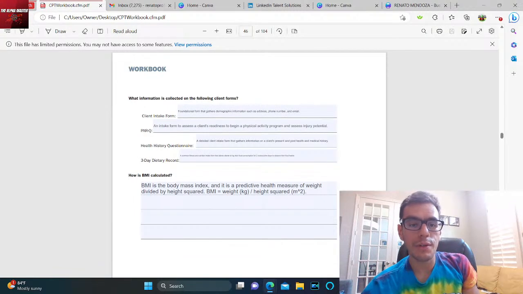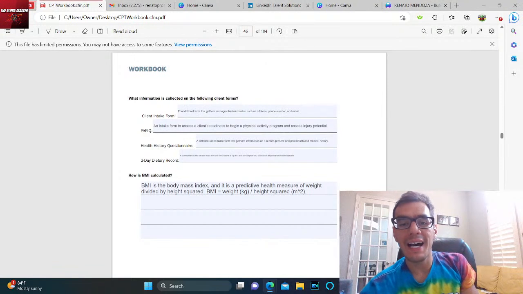Part Q, the physical activity readiness questionnaire, is an intake form to assess a client's readiness to begin a physical activity program and assess injury potential.